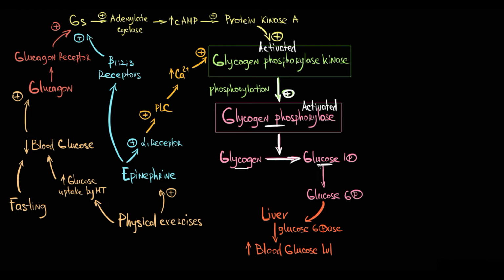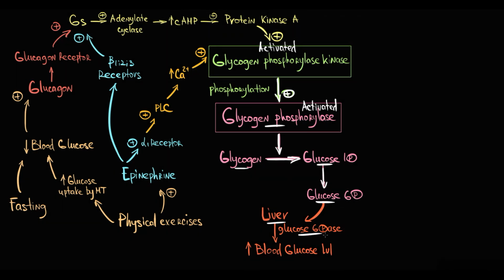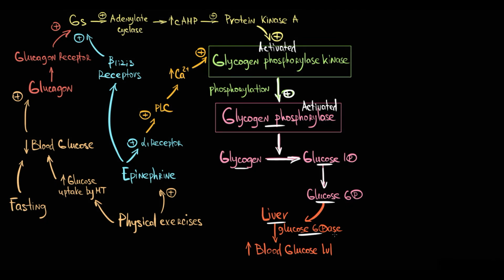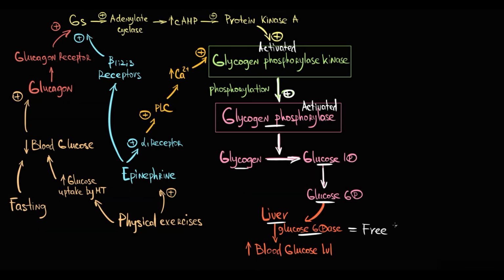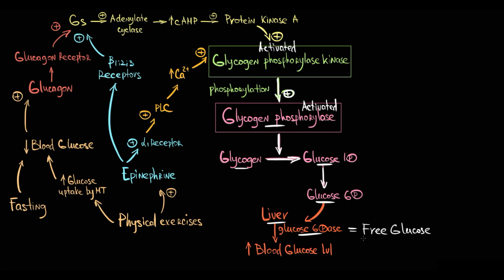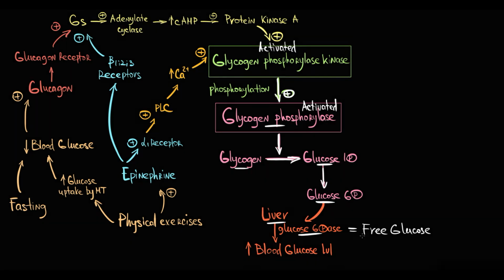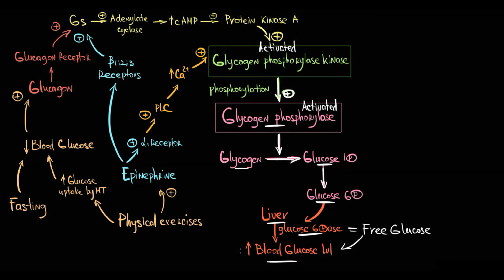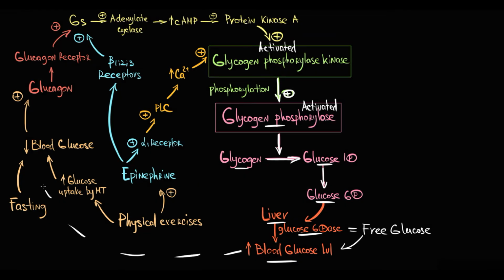Then glucose 1-phosphate is converted into glucose 6-phosphate, and in the liver glucose 6-phosphatase cleaves the phosphate group, which results in production of a free glucose molecule. Free glucose molecules enter the circulation, and by this income of glucose molecules into the blood, the liver corrects the hypoglycemic state and maintains normal blood glucose level.